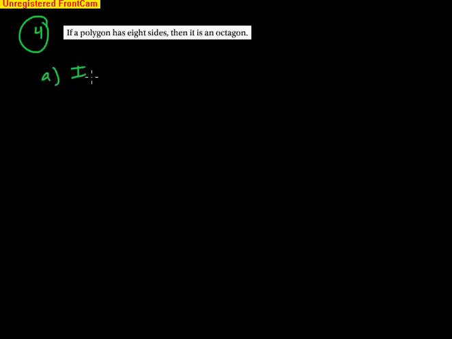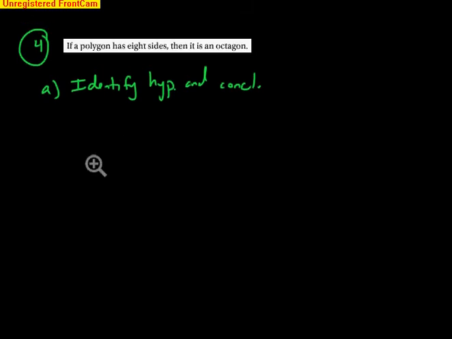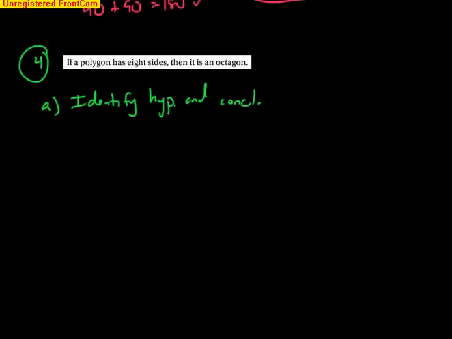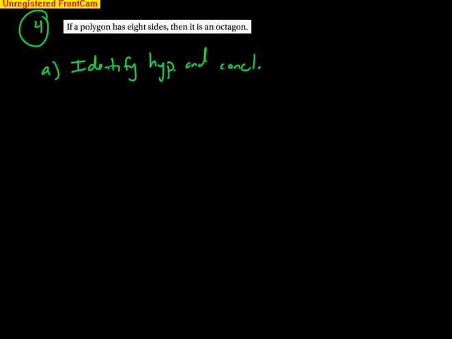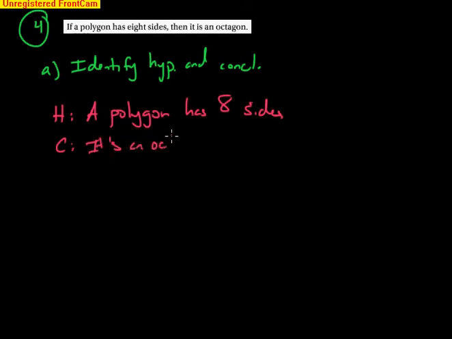Identify the hypothesis and the conclusion. Okay, and I write it in shorthand, hopefully you understand hypothesis and conclusion. So if we take a look at this problem here, the hypothesis is going to be the part after if. So the hypothesis: a polygon has 8 sides. The conclusion after then: it's an octagon.